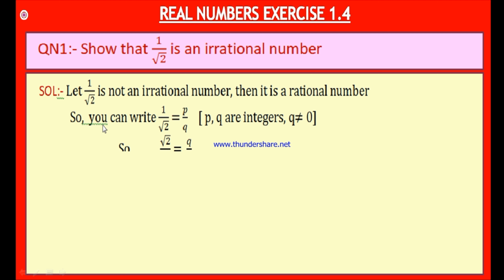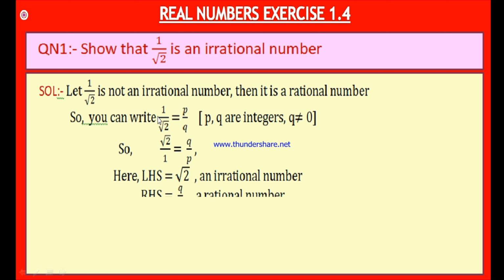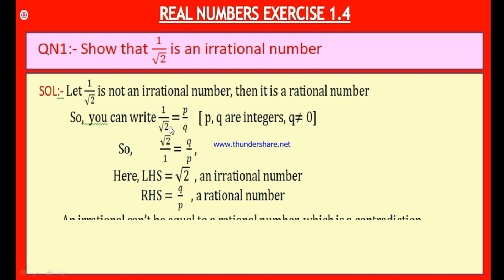Since it is a rational number, you can write it in the form of p by q. Since 1 by root 2 is a rational number, you can write 1 by root 2 as p by q, where p and q are integers and q is not equal to 0. So 1 by root 2 is equal to p by q, where p and q are integers and q is not equal to 0.